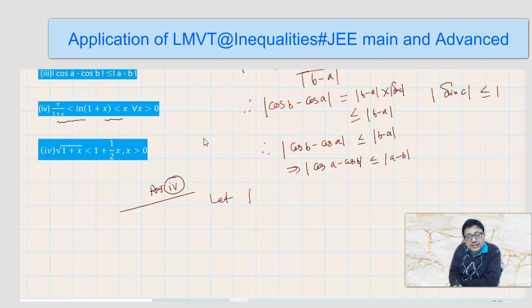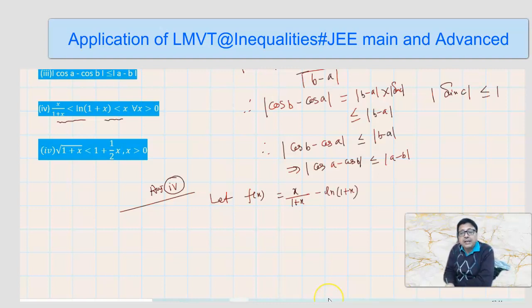So let f(x) equal to x by 1 plus x minus ln(1 plus x) in the interval 0 to infinity, because x greater than 0 is given. Let us check first whether f(b) minus f(a) is going to be 0 or not. We are checking: f(0) is 0 by 1 minus ln 1, and ln 1 is 0, so this part is 0.